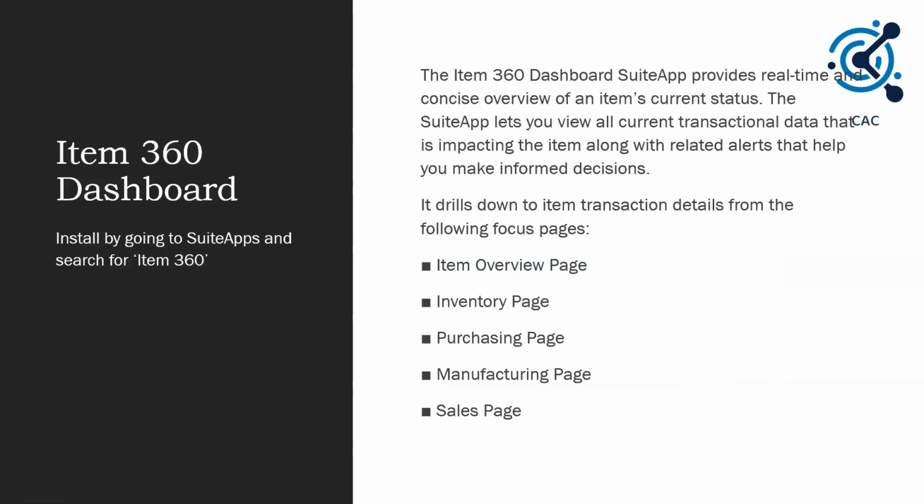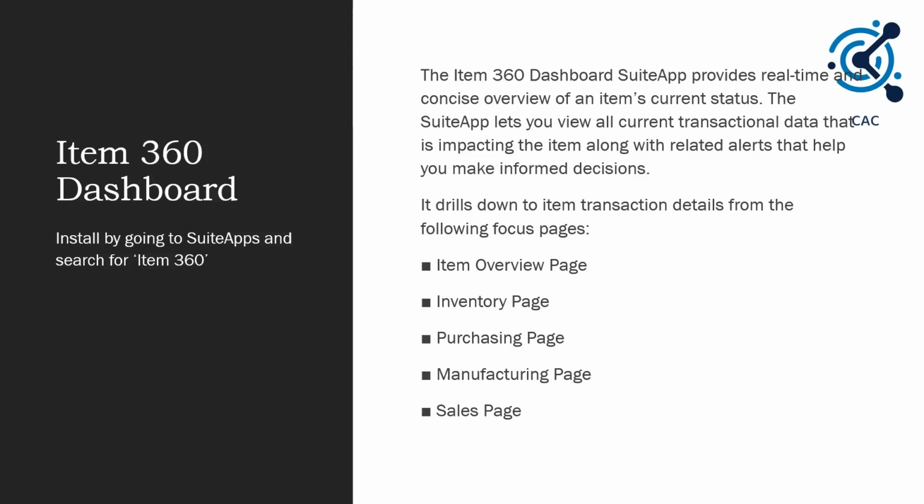This one, to me, I think is probably the coolest thing that's coming up, and I know that Gerry and Ali probably know about this as well. I'm just going to go over it from a high level. So the Item 360 dashboard. This dashboard provides a real-time and concise overview of an item's current status.